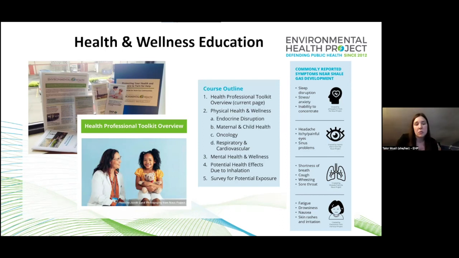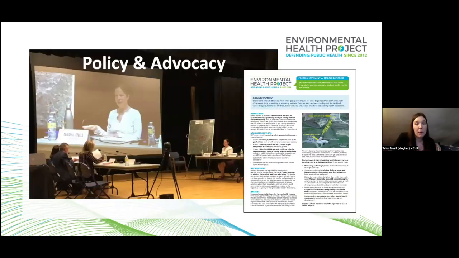And after completing this toolkit, the goal is to have health professionals feel confident in their understanding of the existing research, recognize potential impacts on their patients, and then be able to provide resources and recommendations for those who might be impacted. So our third set of tools is around policy and advocacy, and this includes policy statements and recommendations to assist policymakers as they, hopefully, integrate public health into environmental, zoning, and energy policies.